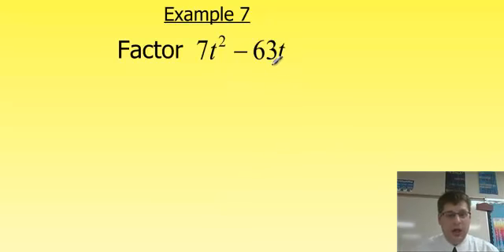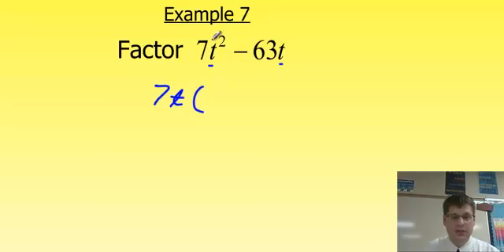Okay, let's try another one. So let's see here. 7t squared minus 63t. Is there a GCF? Yes, definitely. We can pull out, in fact, a 7. Okay. But not only that, see how there's a t squared and a t? We can pull out a t.